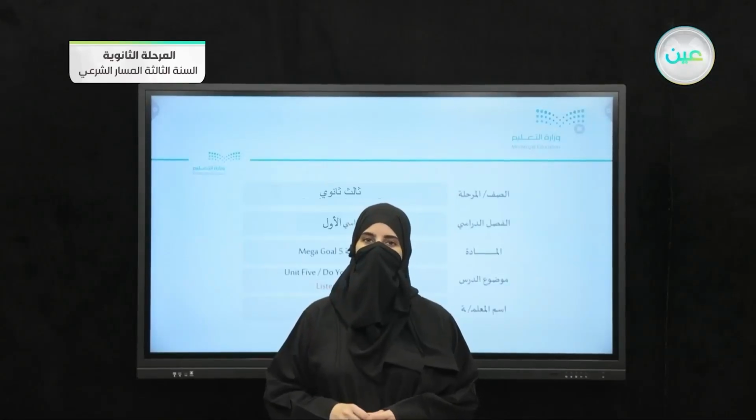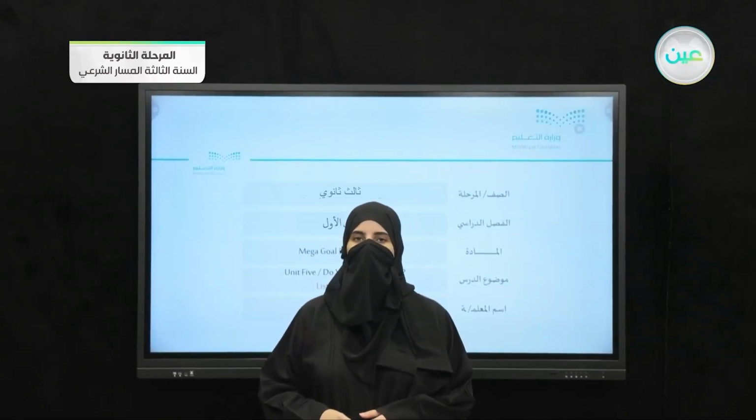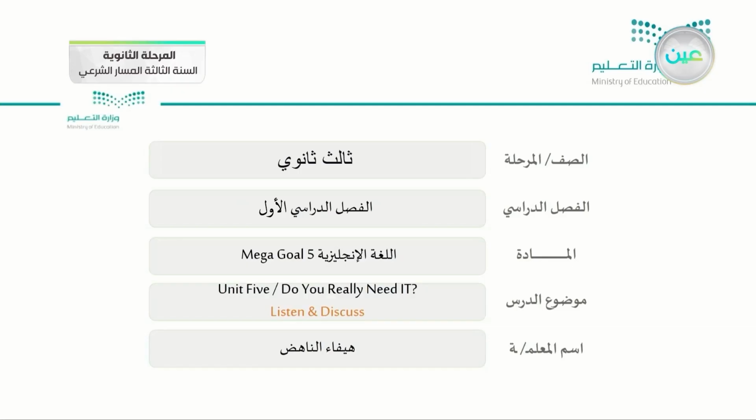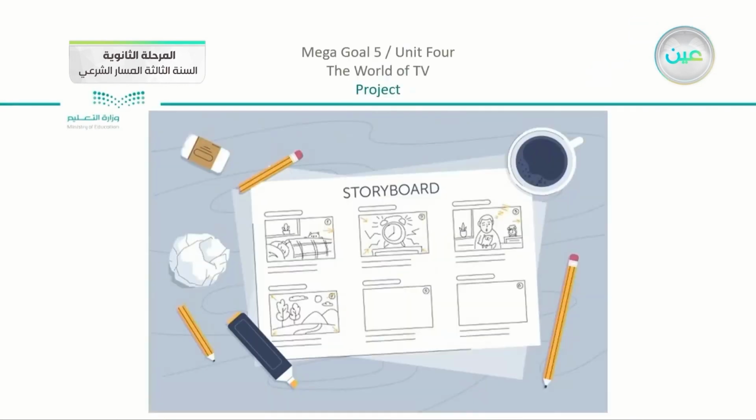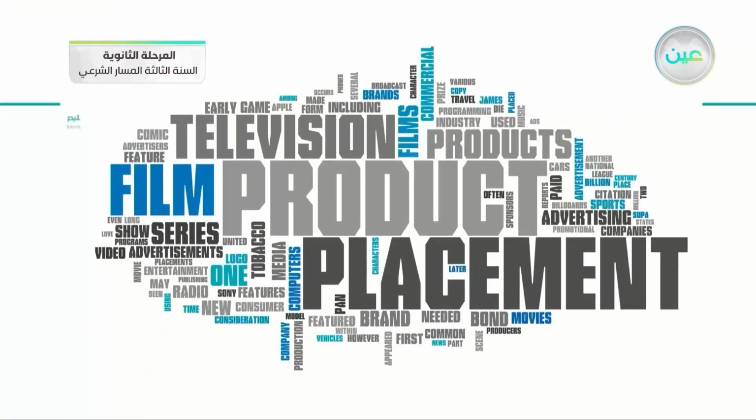Hello students, welcome back. Last week we finished our unit 4, which was about the world of TV. We finished our unit with the lesson about the project, and we had the project to design any kind of storyboard about a film genre that you can choose and talk about the basic scenes as we explained in the lesson. Now we are going to move on with the same topic, which is about watching different things.